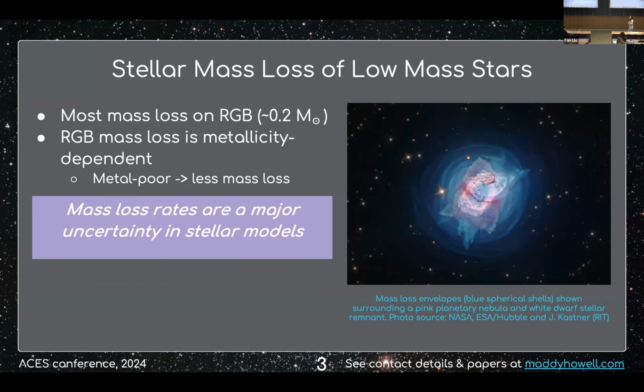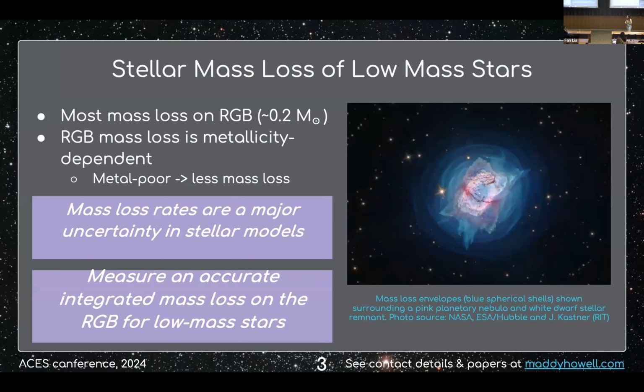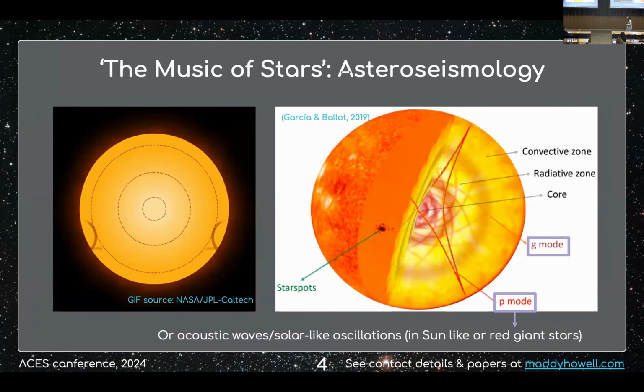One thing I want to emphasize is that mass loss rates remain a major uncertainty in stellar modeling. This has obvious impacts on any study that uses mass loss as an input or uses stellar models as an input, for example, galactic chemical evolution and population synthesis. Because of this, it is really important that we measure an accurate integrated mass loss on the red giant branch for low mass stars. And as Simon alluded to in his talk before, the best way to measure individual masses is using asteroseismology.